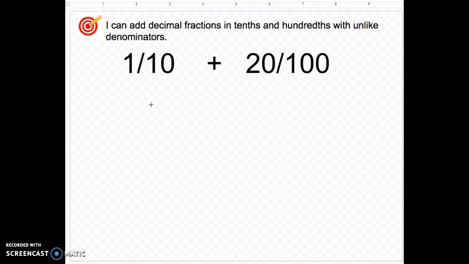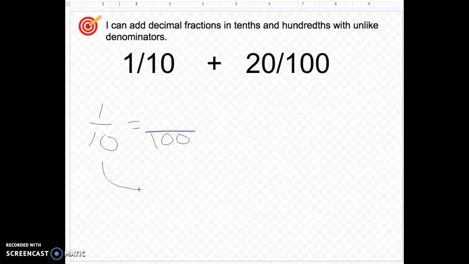Now, what we have to do to add tenths and hundredths is to get the denominators to be the same. We're going to need to find an equivalent fraction to 1/10 that has a denominator, or a bottom number, of 100. So you can start out by writing 1/10 is equivalent to, or equal to, something over 100. How do we figure out what that is?